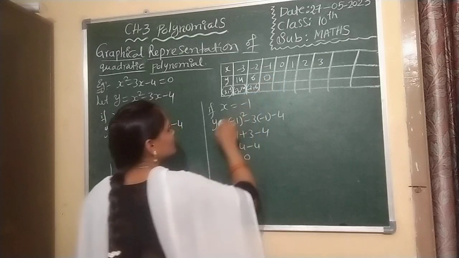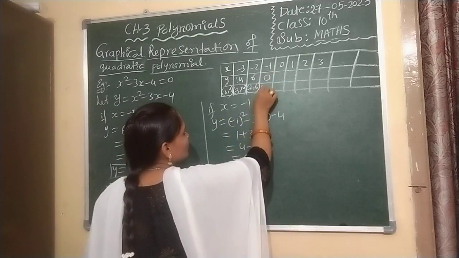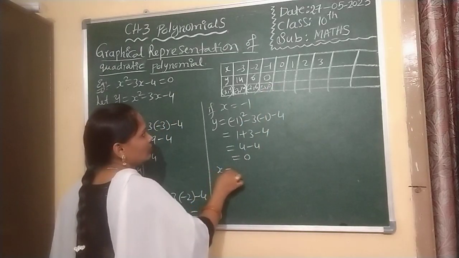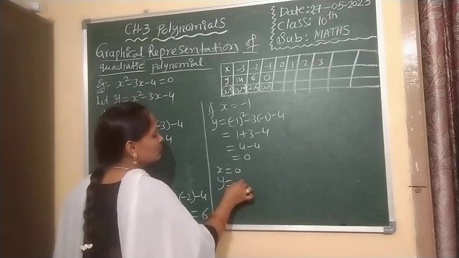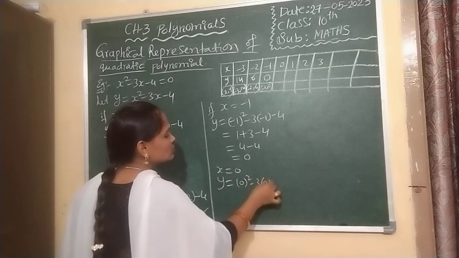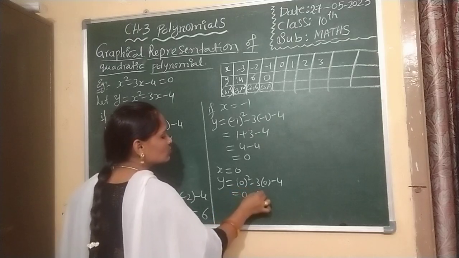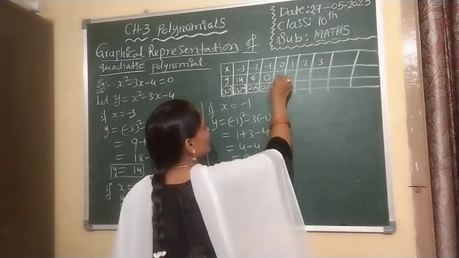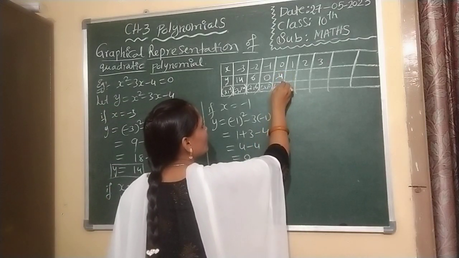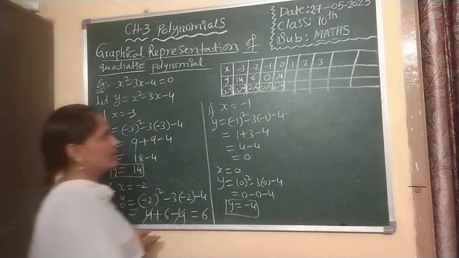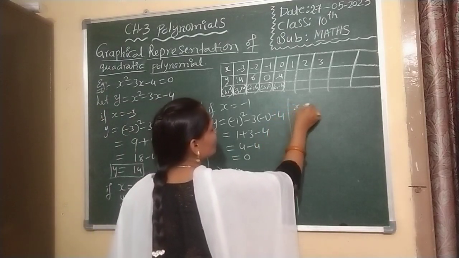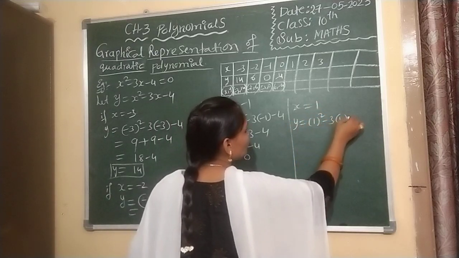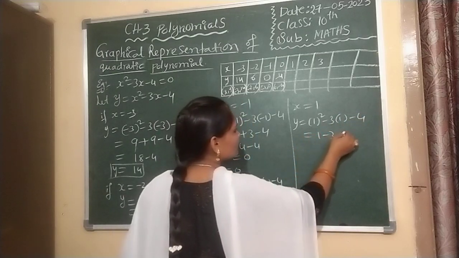4 minus 4 is 0. So if x is minus 1, then y is 0. Then we can write minus 1 comma 0. If x is equal to 0, then y is equal to 0 whole square minus 3 into 0 minus 4. These two are zeros only. This is minus 4, so the y value is minus 4. Now 0 comma minus 4. Next, if x is equal to 1, then y is equal to 1 square minus 3 into 1 minus 4, which is 1 minus 3 minus 4.